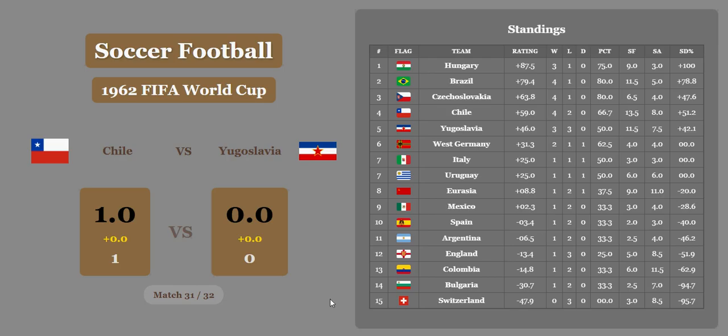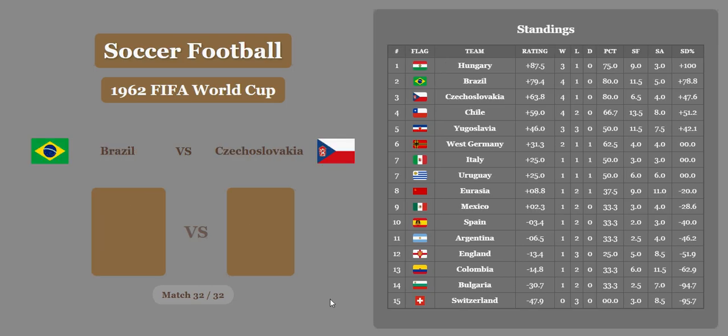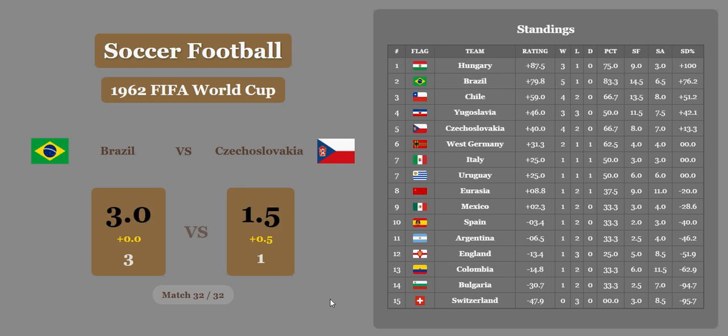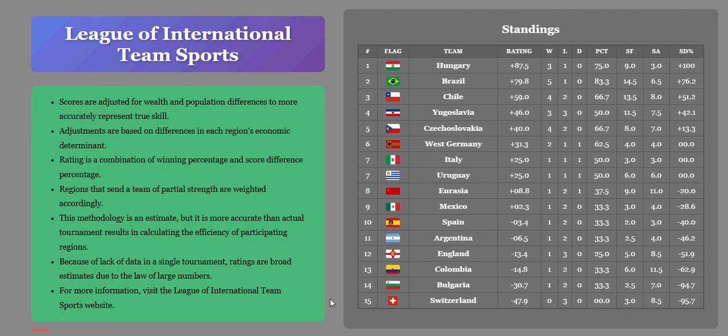Can Brazil win big enough here to beat Hungary? 3-1. Czechoslovakia in third, and Czechoslovakia's hopes will be finished, and Brazil will not be able to. So Hungary is the rightful champion of 1962 according to economics. Brazil second, Chile third, Yugoslavia fourth, Czechoslovakia fifth.